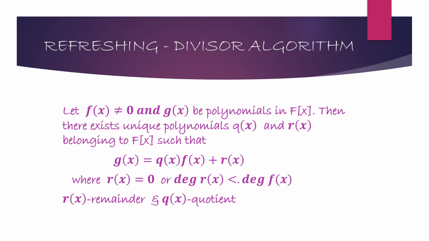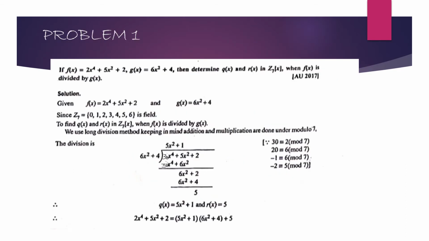So let's get into the problems. We'll start with problem number 1. f of x is a fourth degree polynomial and g of x is a second degree polynomial, and we have to determine the quotient and the remainder in modulo 7. So when f of x is divided by g of x, it's an analytic equation. First we'll start with declaring what f of x and g of x are. We have two polynomials. As I told you, the divisor polynomial should not be 0 because of the division algorithm.